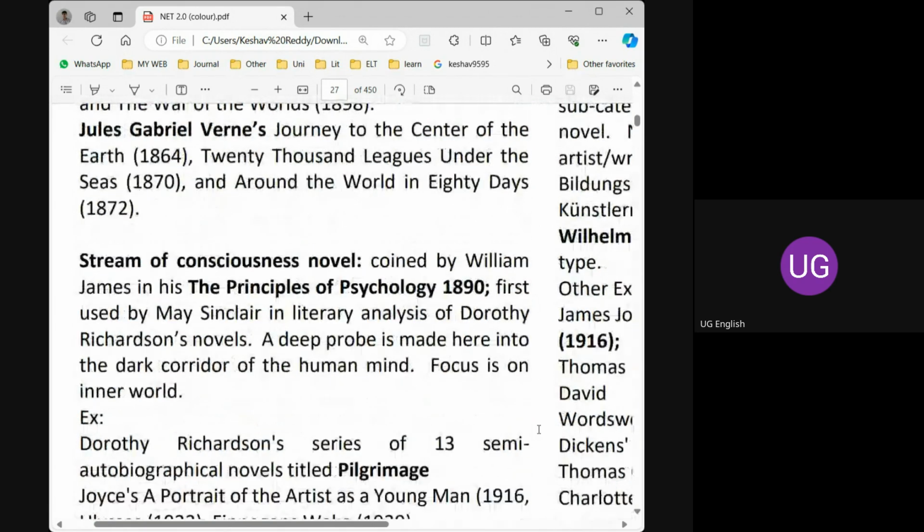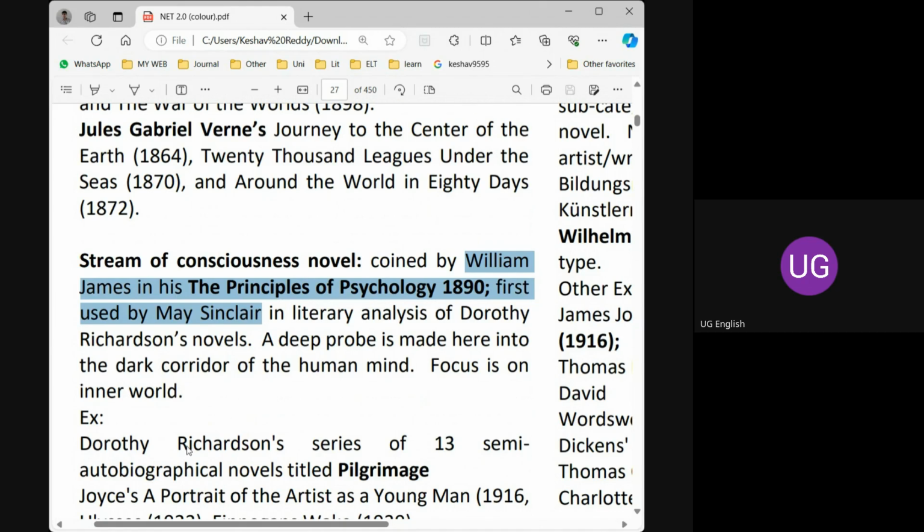And Stream of Consciousness, here you need to remember two names. One is Henry James, sorry, William James, and May Sinclair. Here, the one has invented the term in a psychological perspective. So it is related to psychology, but May Sinclair has adopted the term to analyze Dorothy Richardson's novels.